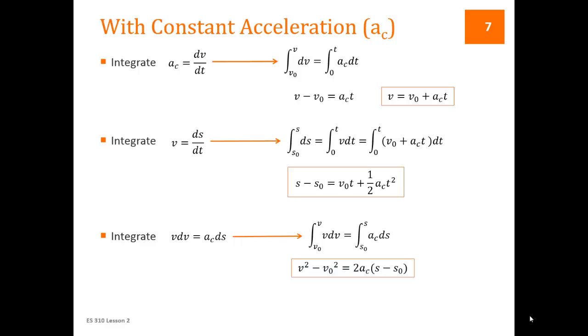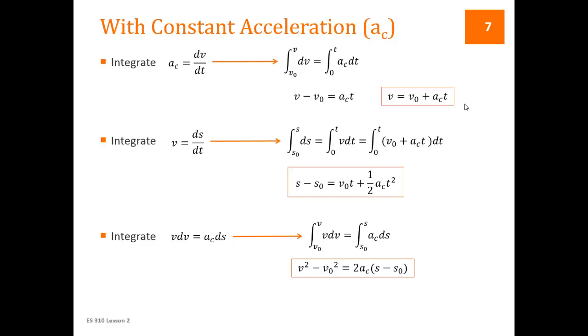So let's take a brief look at some of these derivations. Remember that acceleration is equal to the time derivative of velocity. So in integral form, we've got the integral of dv is equal to the integral of ac dt. Now, if ac is a constant, it pulls out. Integral of dt becomes t, and the integral of dv is v minus v naught, from v naught to v. We can rearrange this into the standard form that we're used to seeing: v is equal to v naught plus ac t.